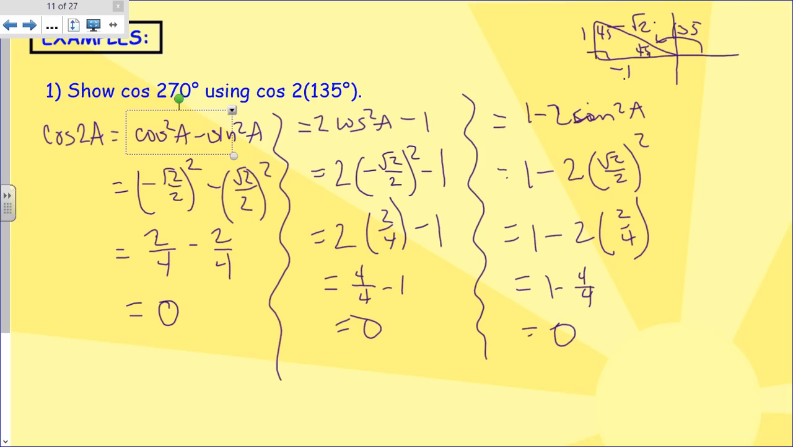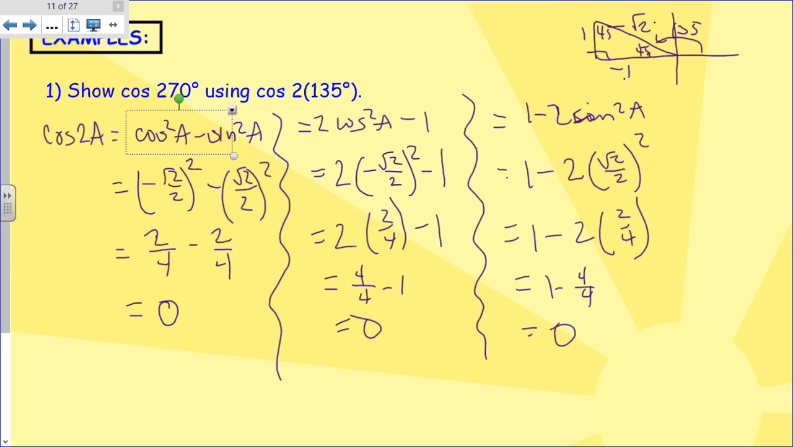And you should also know that the cosine of 270, if we look back at our unit circle or we look back at our graphs at 270, we are at 0. So all three of these formulas show us that the cosine of 270 is equal to 0, using other things than what we already know.